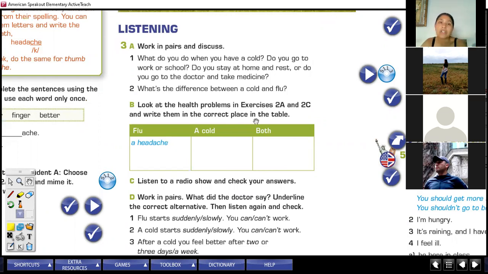What do you do when you have a cold? So let's answer question by question. What do you do when you have a cold? Do you go to school? Do you go to work or school? Do you stay at home and rest? Or do you go to the doctor and take medicine? I hear you. When you feel sick, guys, when you have a cold, be specific, because here it says when you have a cold. What happens with you when you have a cold?